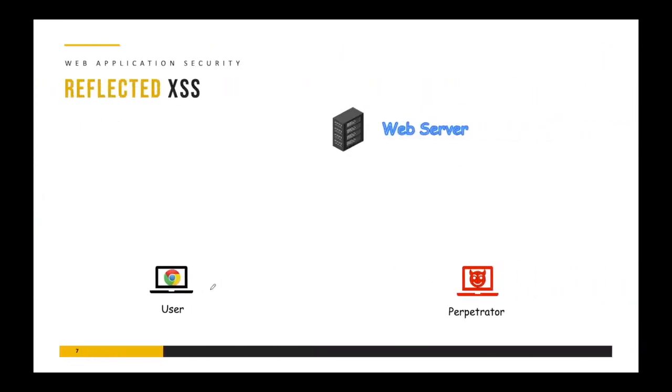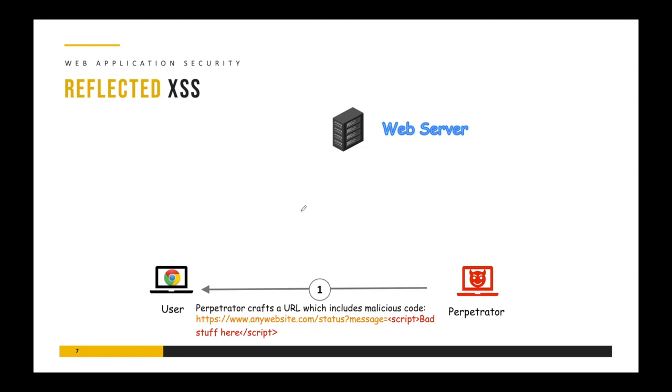So there is a user and we have the perpetrator, and here's the web server. So what happens is that the perpetrator crafts a URL which includes the malicious script. If you notice here, he has included the malicious script right inside the URL. And then this URL is sent to the user. Now, users are normally not very careful. They don't actually see the full URL and they assume that it will be legitimate and they click it.